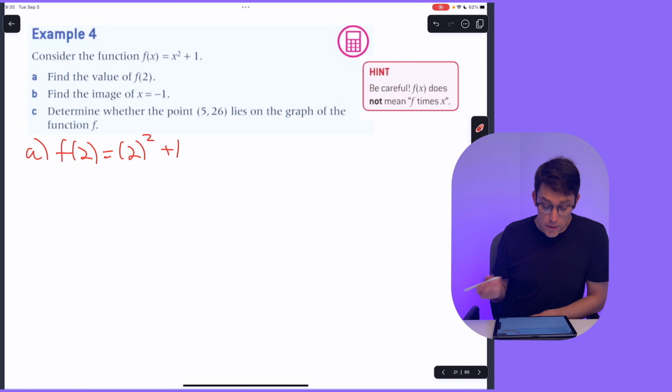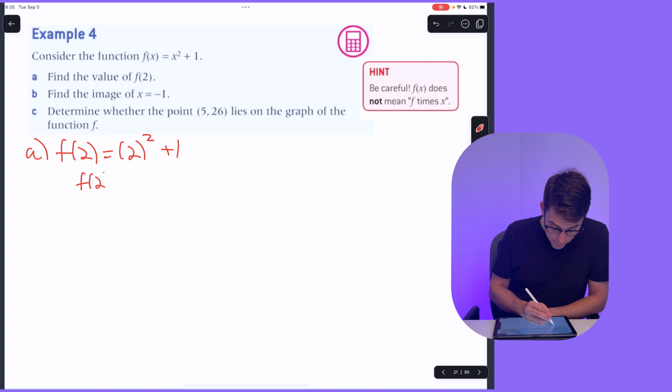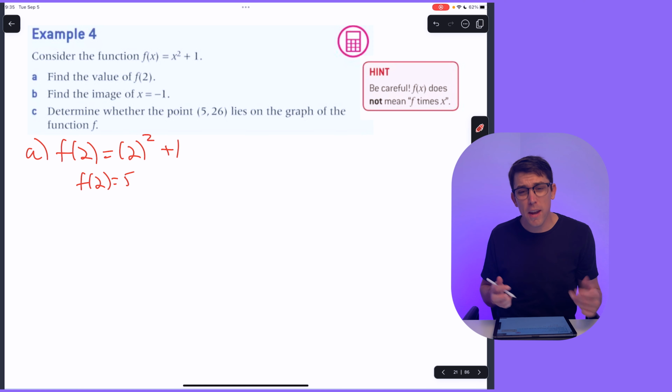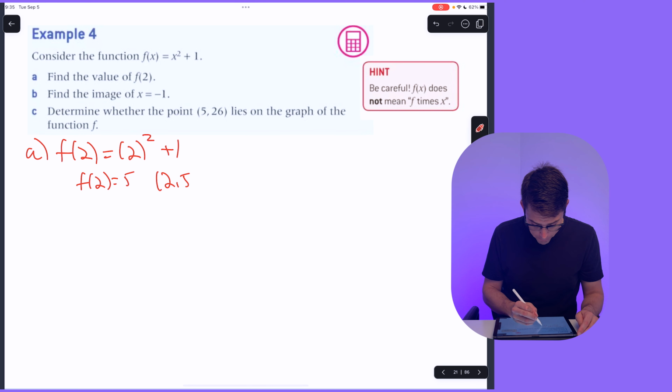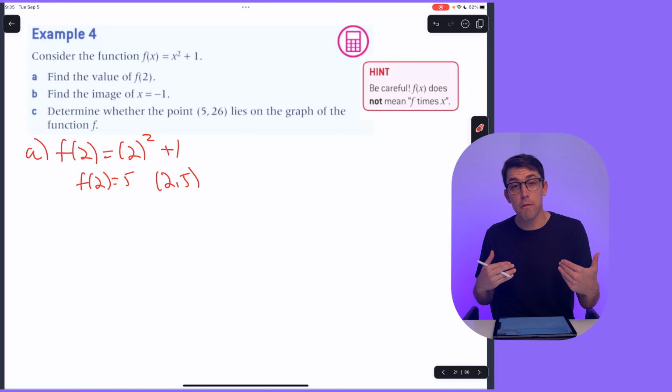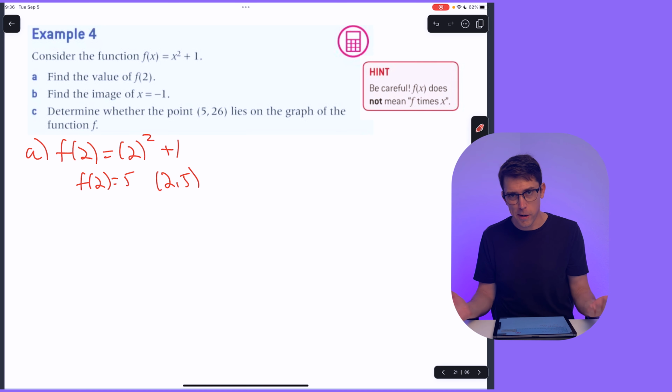So I would have 2 squared, that's 4, plus 1, I would have 5. So f of 2 is 5. And if I wanted to write that as a coordinate pair, I would have (2, 5). I have my input 2, my output 5. My x coordinate 2, my y coordinate 5.